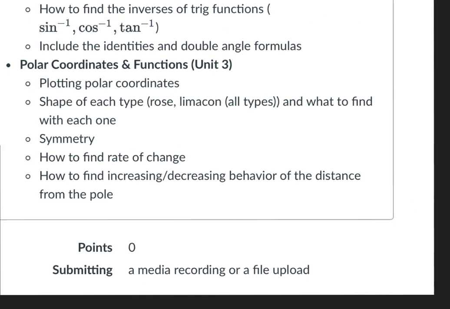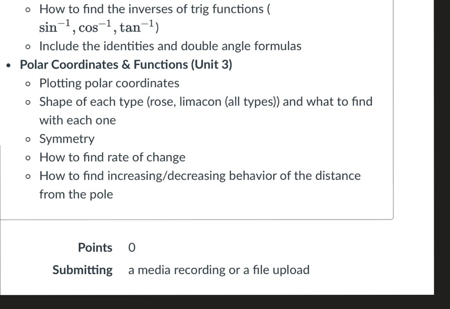And then the last one is your polar coordinates and functions. Plotting polar coordinates, finding the parent shape of a rose, a limaçon, within the limits on all 4 types, and what to find with each one. If it's a rose, you need to know the number of petals, the length of the petal, that kind of thing. If it's a limaçon, you need to know your max and your min and your symmetry. And then symmetry for all of them.